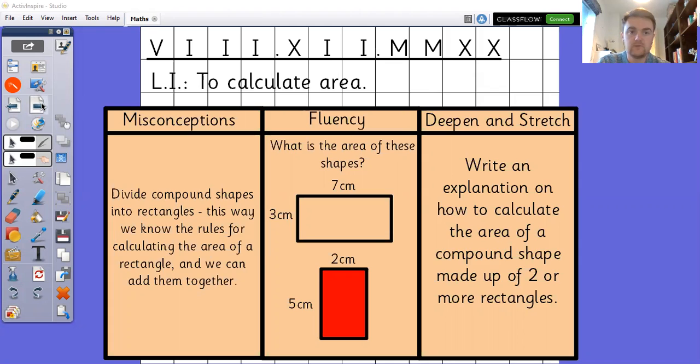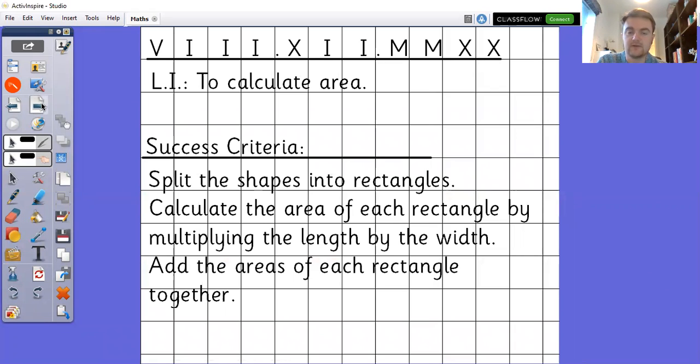Okay, so when we are calculating the area of compound shapes, there's a few things that we can do to be successful. We can make sure that we split each shape into its separate rectangles. That way we can use the rules that we know to calculate the area of each rectangle, which is that we multiply the length by the width of the rectangle. Once we've done that, we add the areas of the rectangles together, and that will give us the area of the overall shape. And we'll have a look and see how that can work.